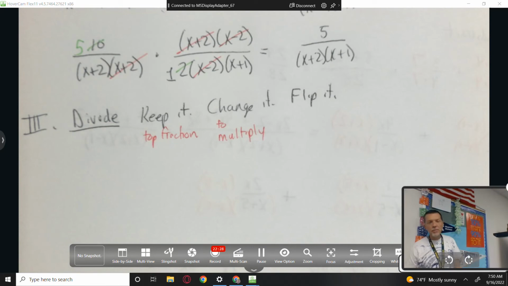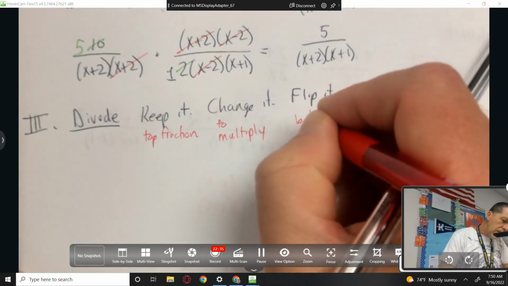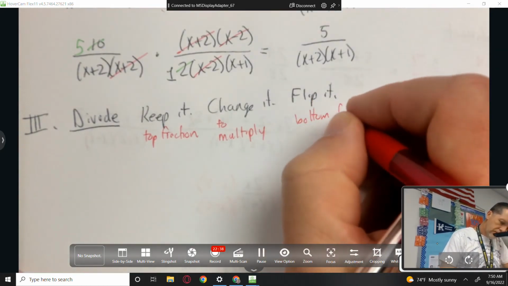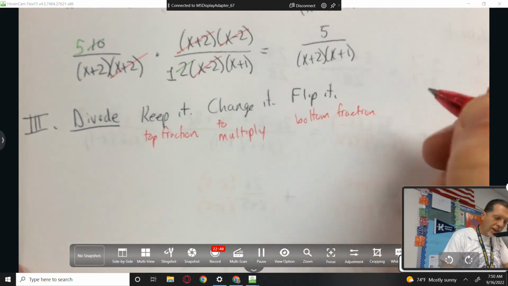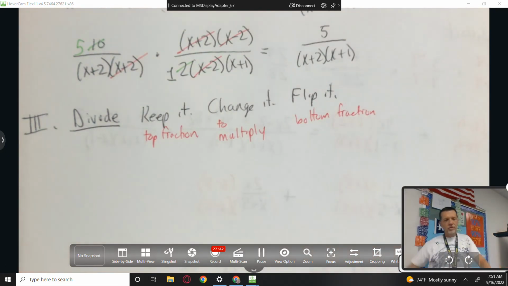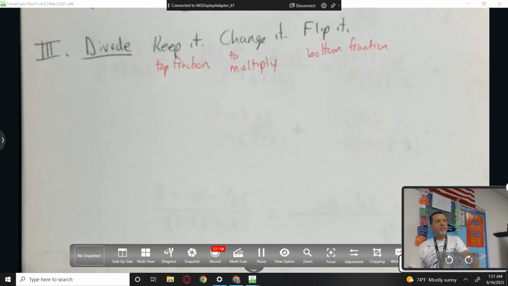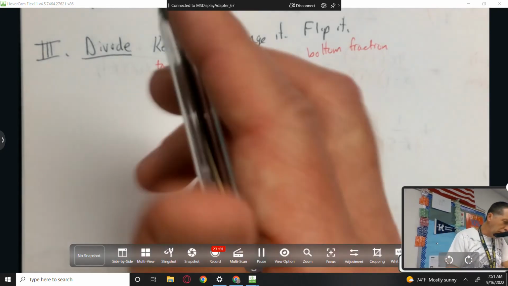And then we say flip it. Flip what? Flip the second fraction, or the bottom fraction. Or I guess it's the second fraction if you write it straight across. When dividing fractions, don't be shy. Flip the second fraction and multiply. Silly. Keep it, change it, flip it. Whatever works for you. Keep the top. Change the multiplication. Flip the second one.